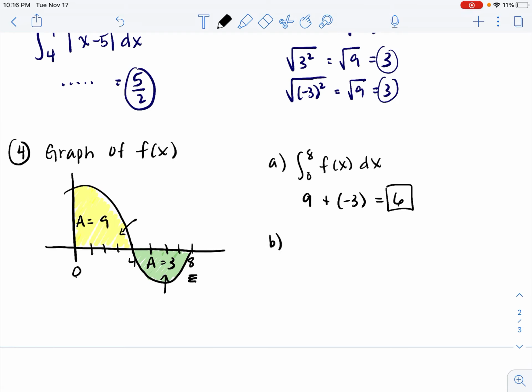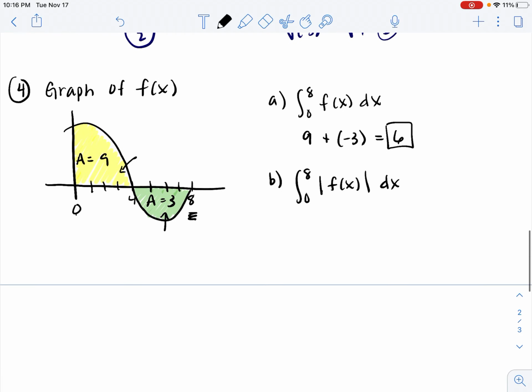But I can do another one now and change this question, make it a little bit more interesting. What if they asked you the integral from 0 to 8 of the absolute value of f of x? How would you do that? Remember, we're splitting this where the function equals 0. The function equals 0 right here.